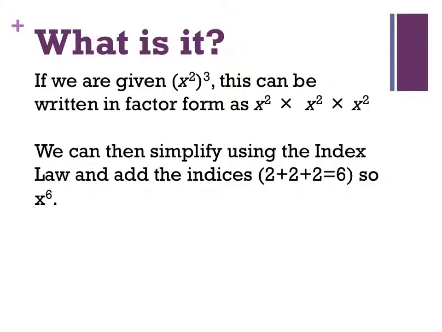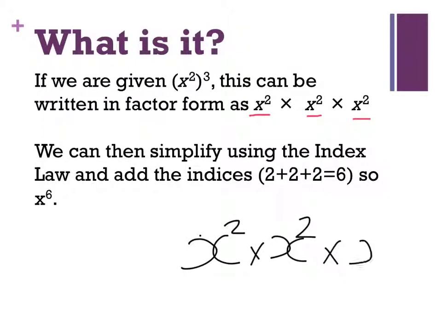So if I've got x to the power of 2, brackets, 3, in factor form I write that as x to the power of 2 times x to the power of 2 times x to the power of 2. Then, all we need to do is use the index law and add the indices. So all I need to do is add 2, 2, and 2, and that answer will give me x to the power of 6.